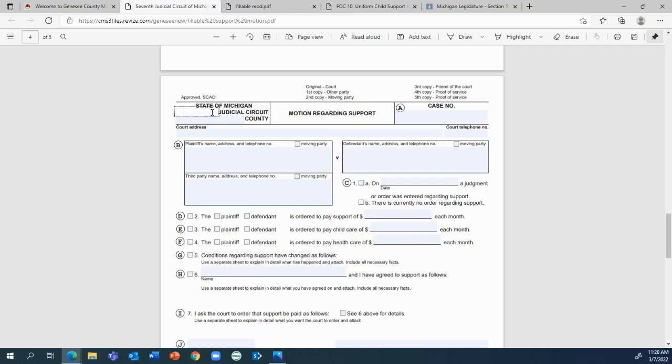So starting right here at the top, if you're filing this in Genesee County, we are the 7th Judicial Circuit, and that's in Genesee County. Now up here is going to be your case number. Any court document you have should have a case number at the top. So if you've been to court before, you're going to have a court case number to put in here.